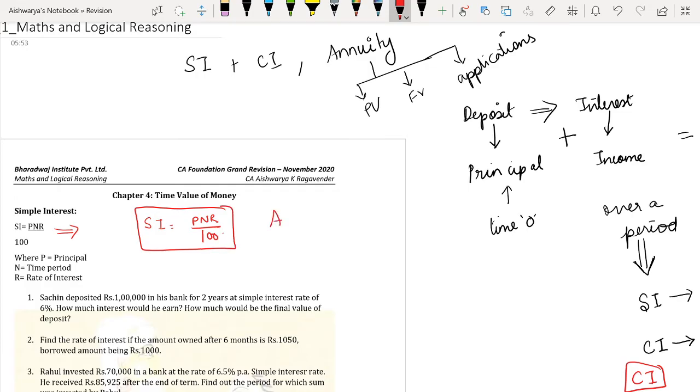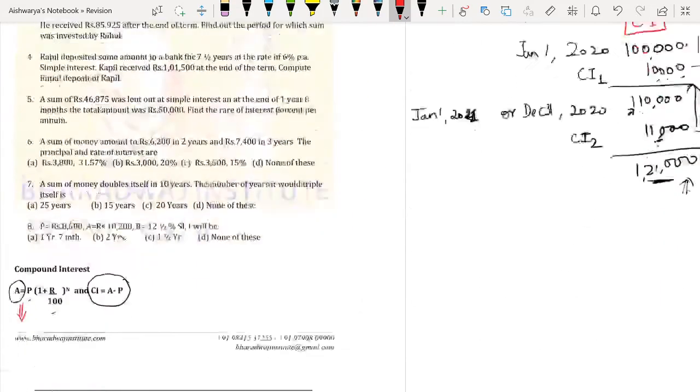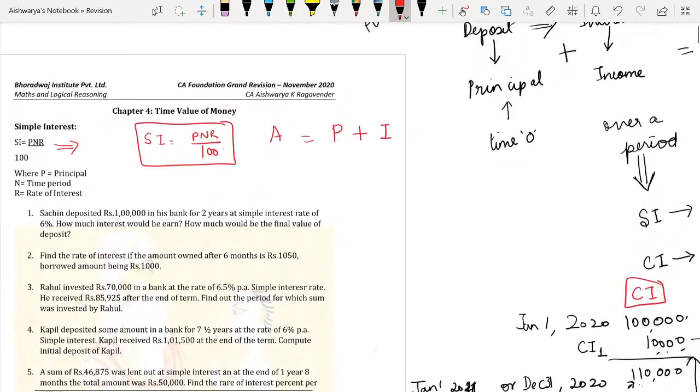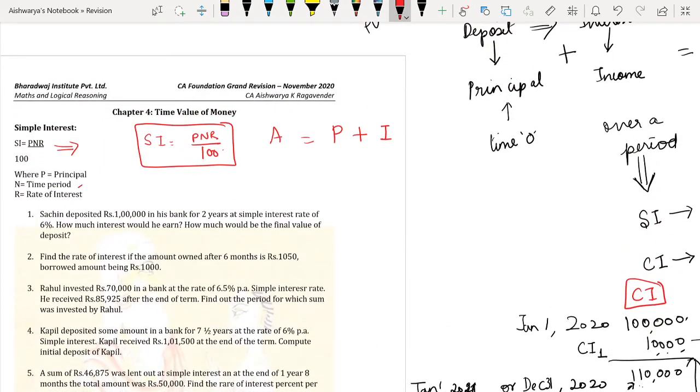So how do you arrive at amount now? Amount is equal to principal plus interest. That interest could be simple interest in this case. Are we clear with this formula? Both the formulas. Simple interest is just PNR divided by 100. You arrive at the simple interest value straight away, and then you arrive at the amount by adding principal with interest. What is P? What is N? N is nothing but time period. P is principal. R is your rate of interest.